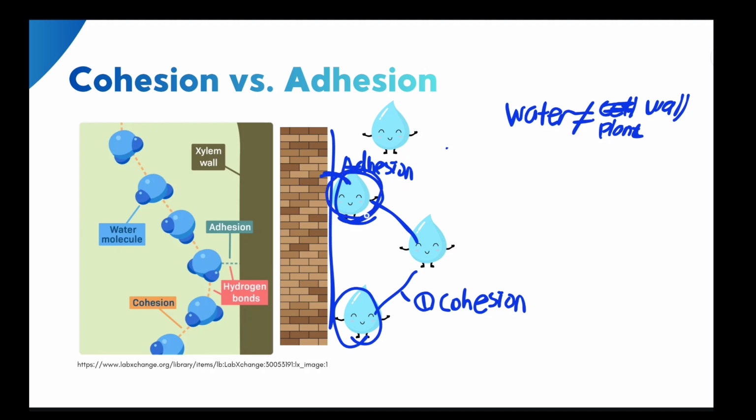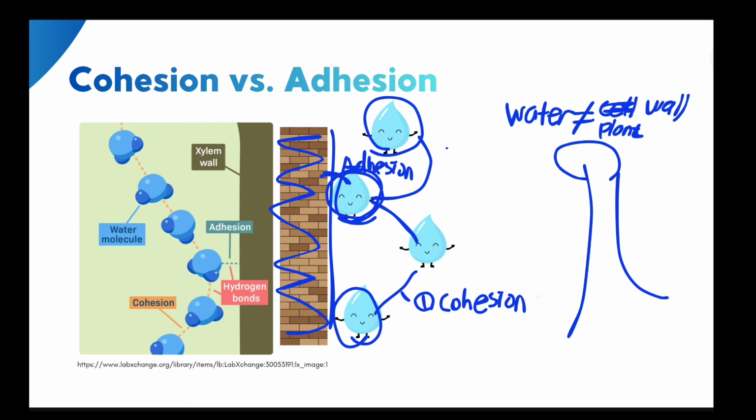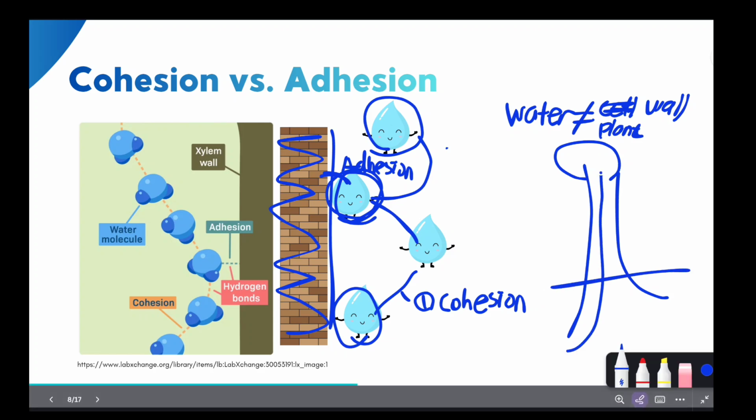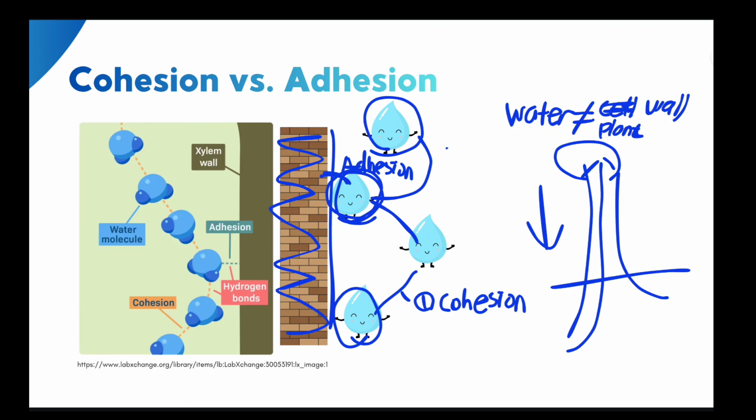But this water also needs to have cohesion with another water molecule. Therefore, this repeats, and then finally in the tree, the water reaches from the bottom to the top, not from top to bottom in the direction of gravity.